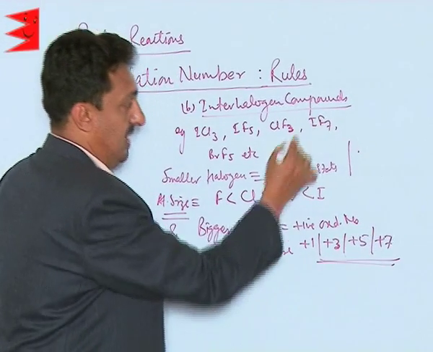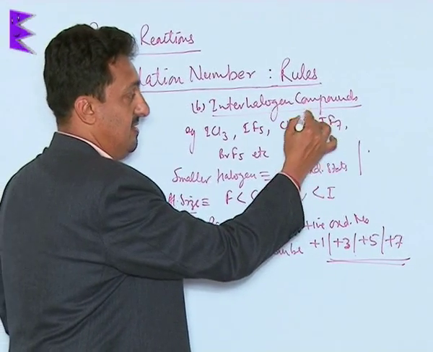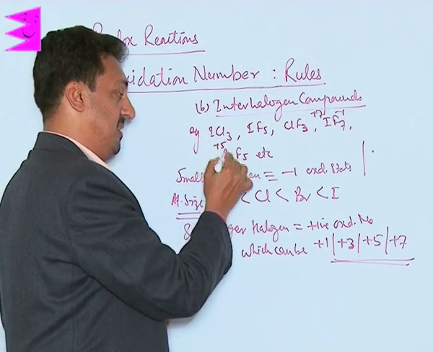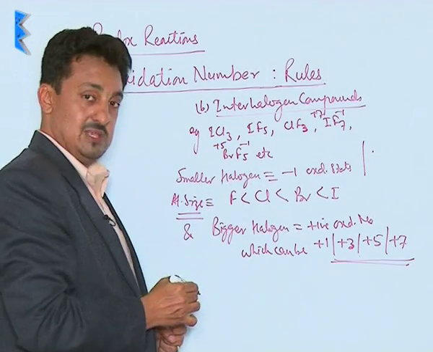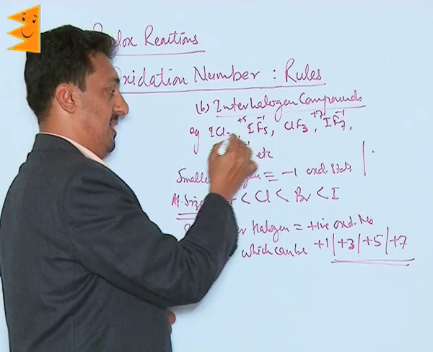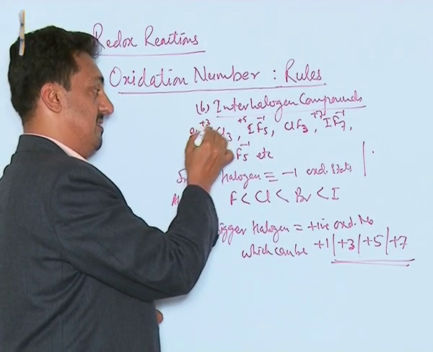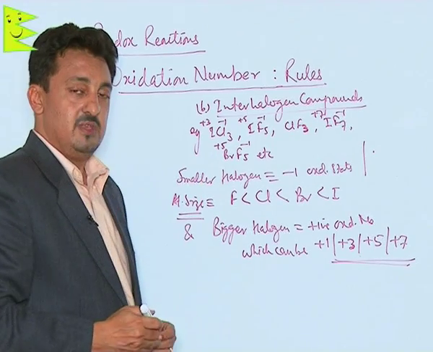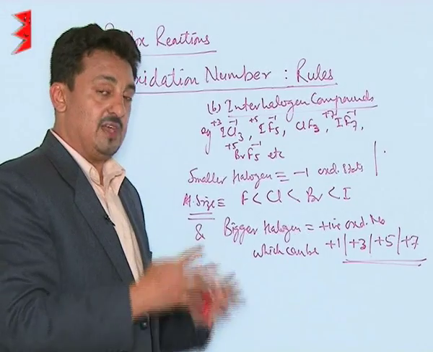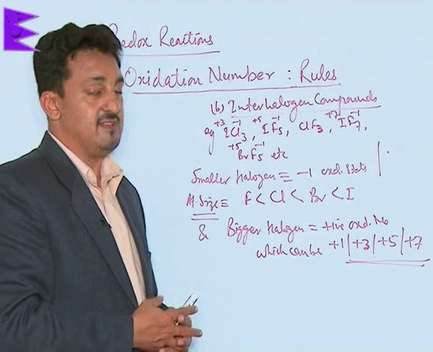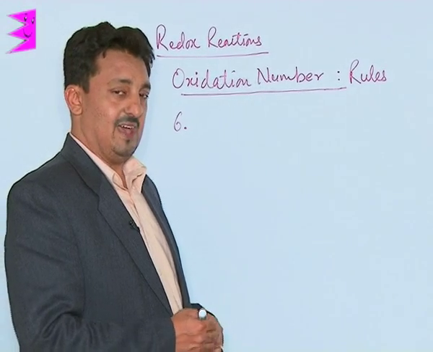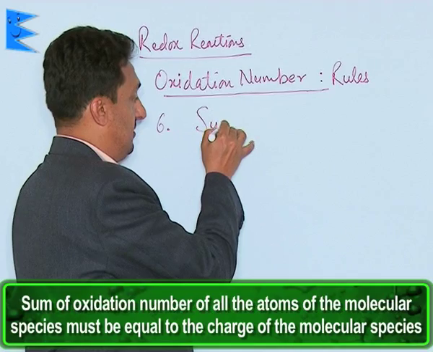+7. Like we have seen in IF7, iodine is in +7, fluorine is in -1. In BrF5, bromine is in +5, fluorine is in -1. In IF5, iodine is in +5, fluorine is in -1. In ICl3, iodine is in +3, chlorine is in -1. So these are the interhalogen compounds, in which we have bigger halogens combining with the smaller ones and existing in the positive states.